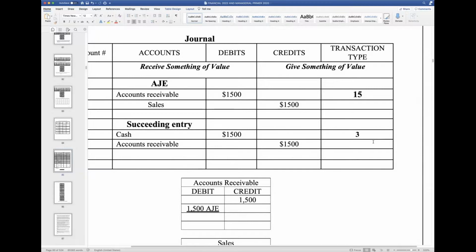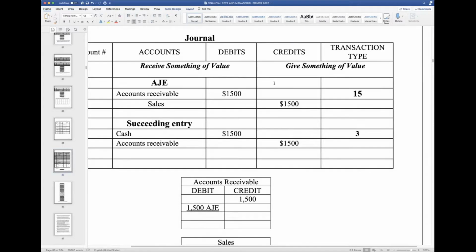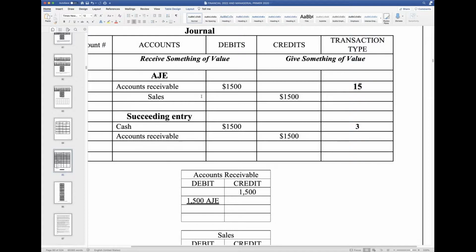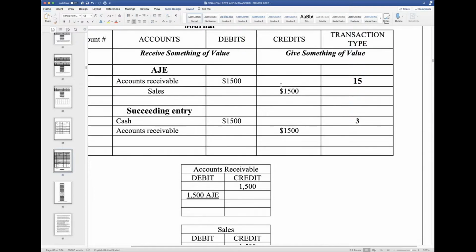You've seen this many times before, so don't make it hard. So the essence of it, the work is done. We debit accounts receivable and credit sales. When we collect the cash, we debit cash and credit accounts receivable. So don't make this hard. Most people get the sequence right.